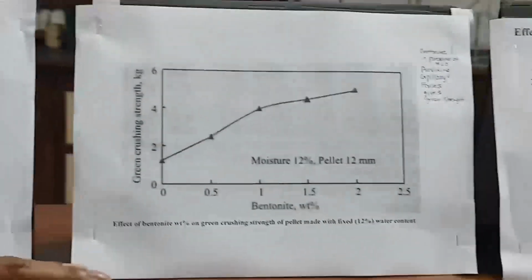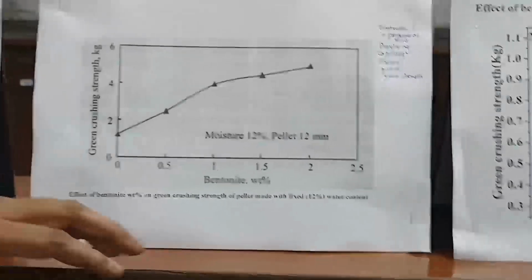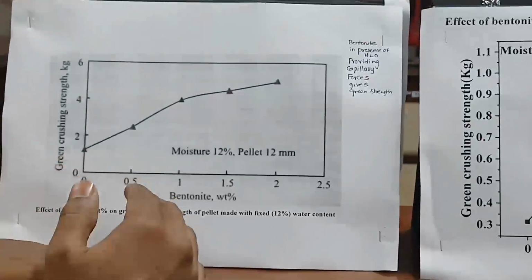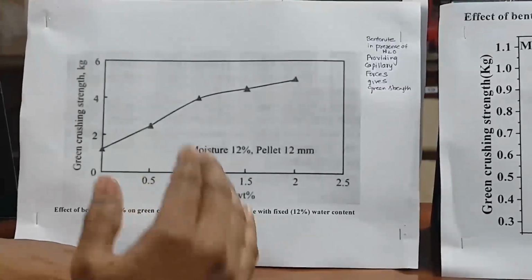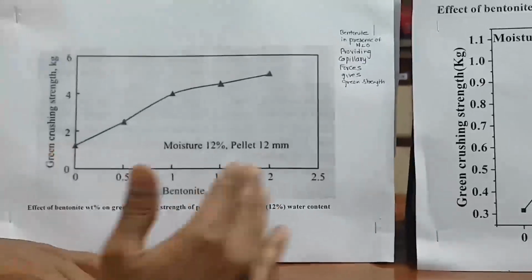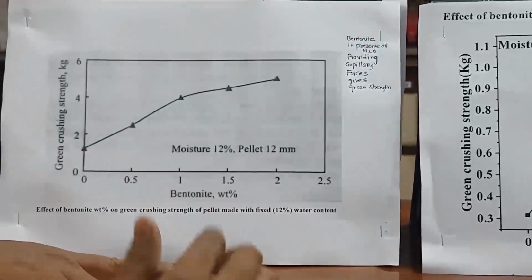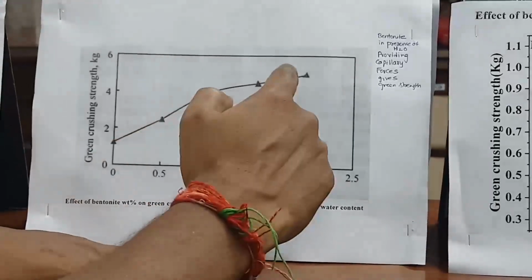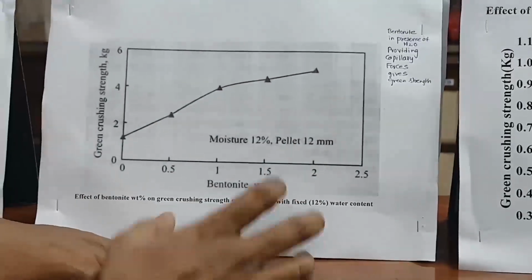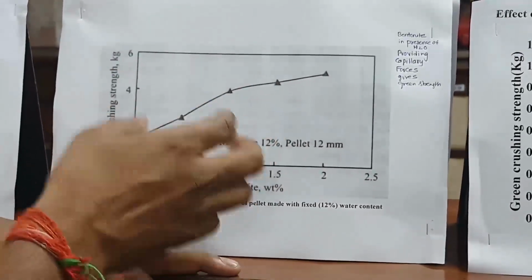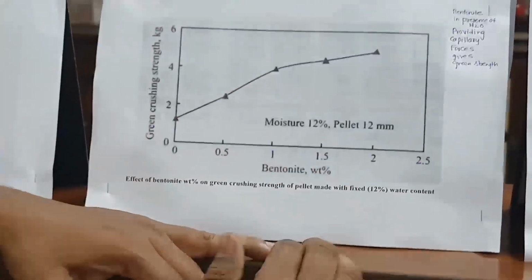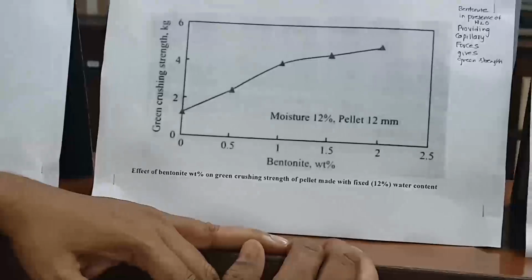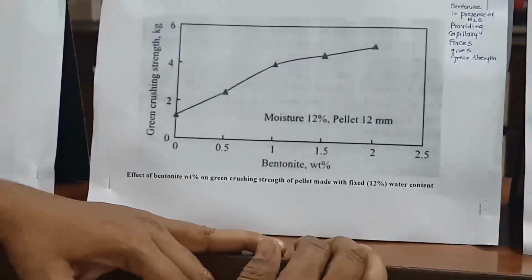Now we look at the effect of green crushing strength versus bentonite. Here the moisture is 12%, kept constant, and we are changing the percentage of bentonite. When you increase the bentonite, what will happen? The crushing strength also increases. This is from the literature. Why? Because of the presence of water, the bentonite provides capillary forces, so that is giving the strength.